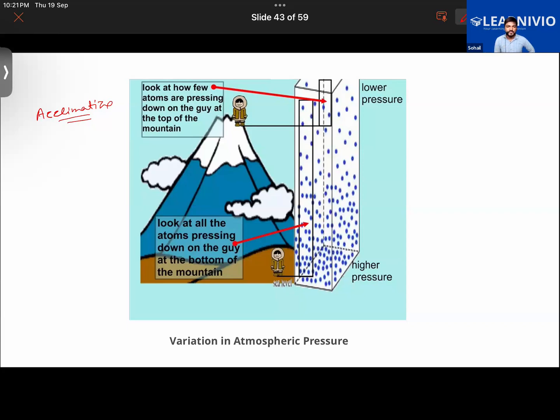Getting it now? Whatever changes the body has made, it made to survive for a short period of time. So that is a temporary change, and it can be reversed. So there's a difference between adaptation and acclimatization. Hope you guys have understood this.